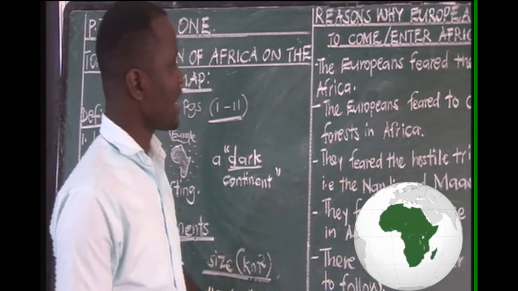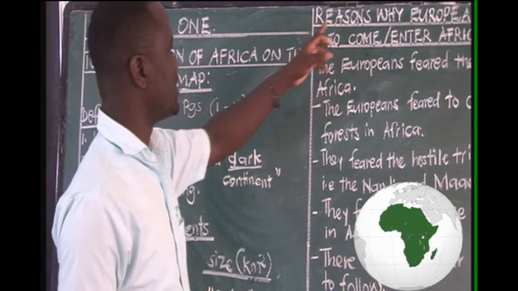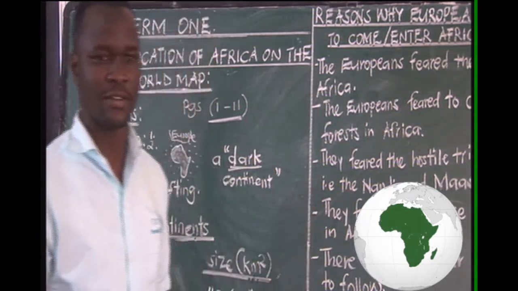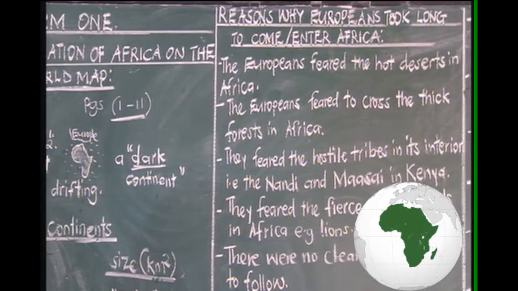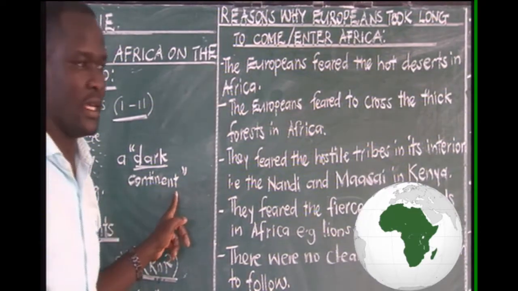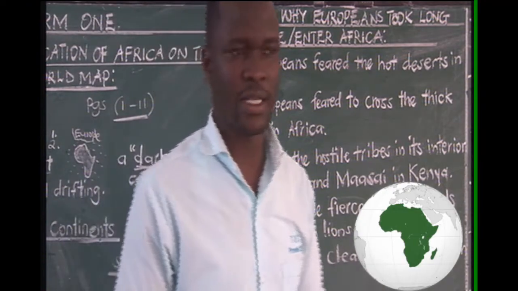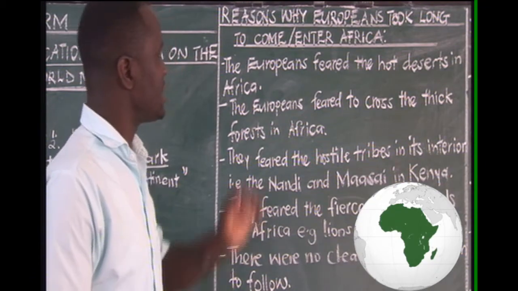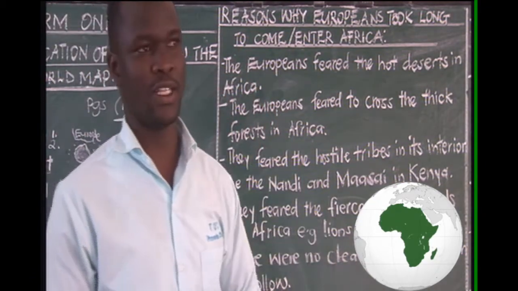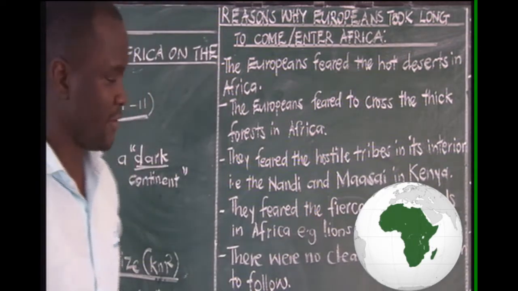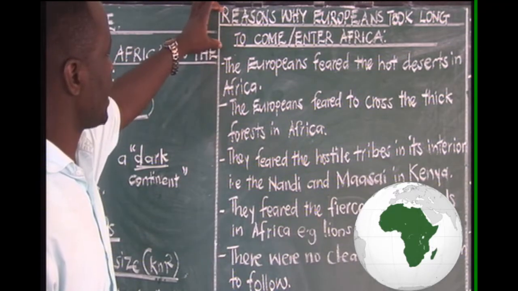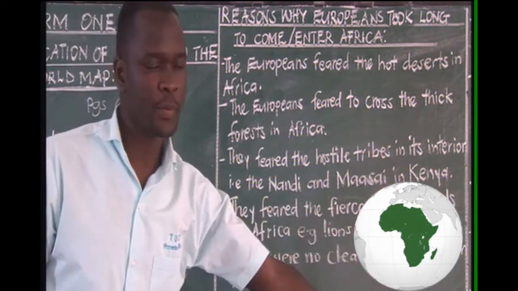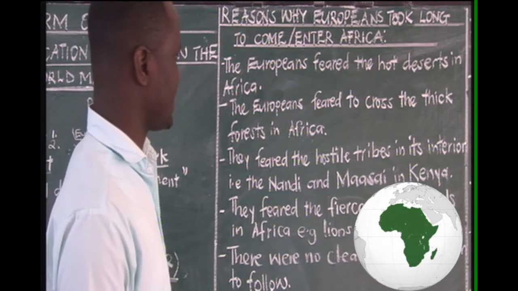Now, we are going to look at our next subheading: reasons why the Europeans took long to enter the interior of Africa. Of course, they didn't know what was happening, but they wanted to find out what happens in Africa. Yet it took them a good time to penetrate Africa. Those are the reasons we are going to look at: what delayed them and made them take long to come to Africa as a continent.